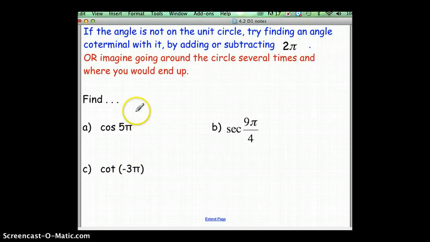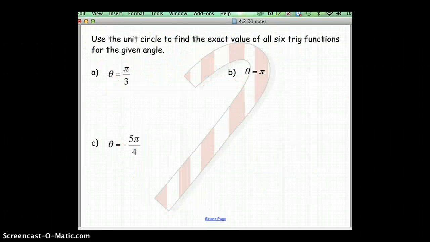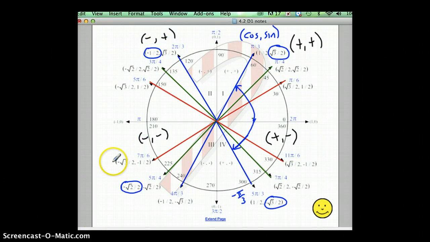Okay, really quick, let's say this was our problem right here, cosine 5 pi. Well, 5 pi is not on the unit circle, so we would find a coterminal angle with it that is. So I can add or subtract 2 pi however many times I want. If I subtract 2 pi, I get a 3 pi. That's still not on the unit circle. So if I subtract 2 pi again, I get a pi. Well, that is on the unit circle. So cosine of 5 pi is the same thing as cosine of pi. So go to pi. What's the value of cosine? Cosine is the first one, so the value of pi is negative 1.